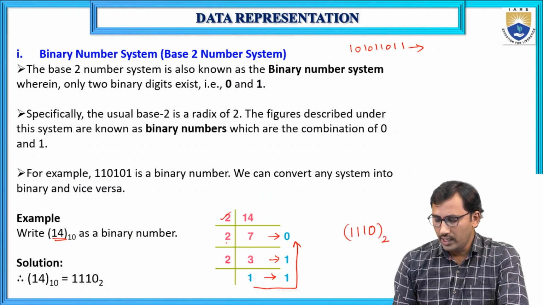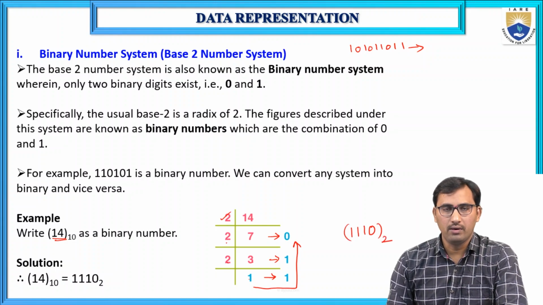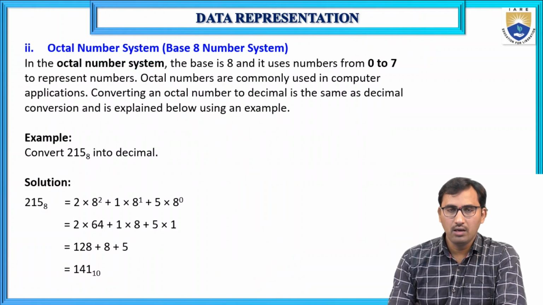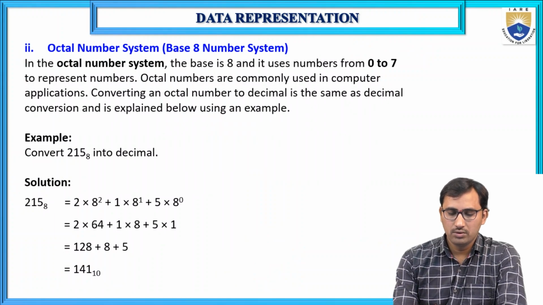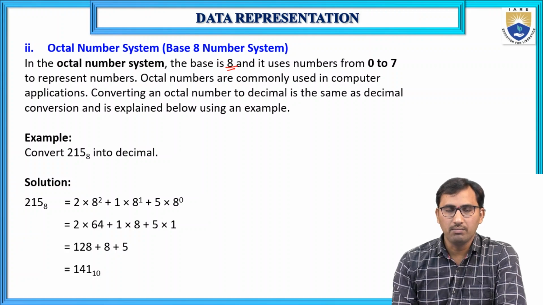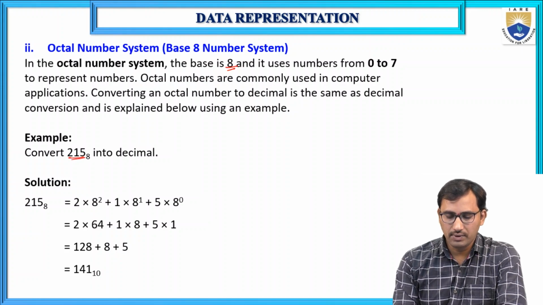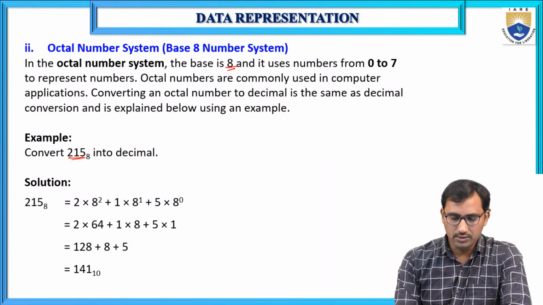So this is the equivalent binary number corresponding to the 14 in decimal. And next one is the octal number system. In the octal number system, the base is 8 and the numbers are from 0 to 7. Here one octal number is given that we are converting into decimal. For that we need to convert like this.